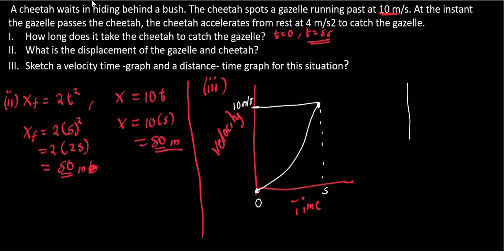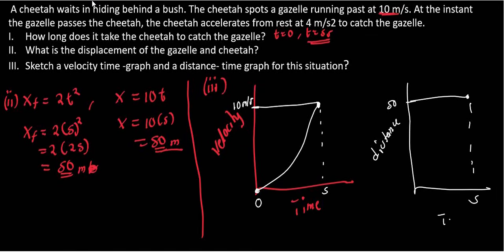How about the distance? The distance, what you do is you just put distance inside. And both of them, they moved at what distance exactly? Which is 50 meters. So it managed to catch it at what time? At 5, which is time. Just like that, simple and straightforward. Okay, now let's look at the other one.